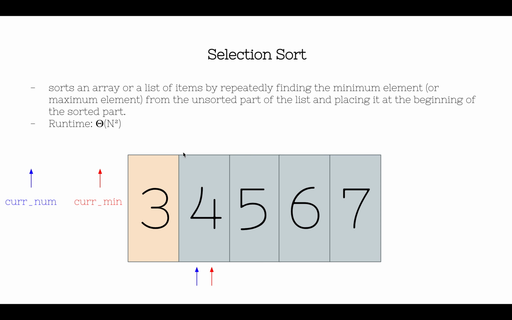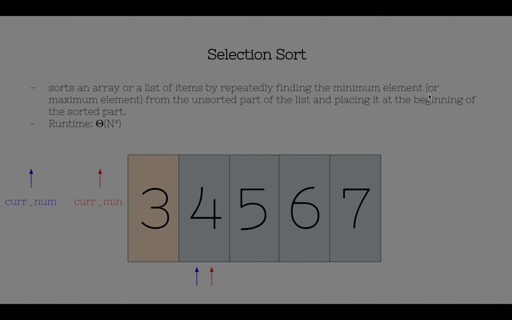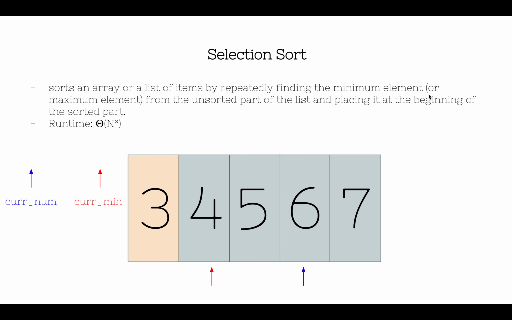Now we shall find the minimum of the new subarray highlighted in gray. Notice no matter how many times we move our current num, we can never find something that is smaller than our current min 4, which means that 4 is in the correct position. We do this process again for the new gray subarray. We move our current num over and over again, and our current min still points to 5, our smallest number. Thus we highlight 5 in the correct position.